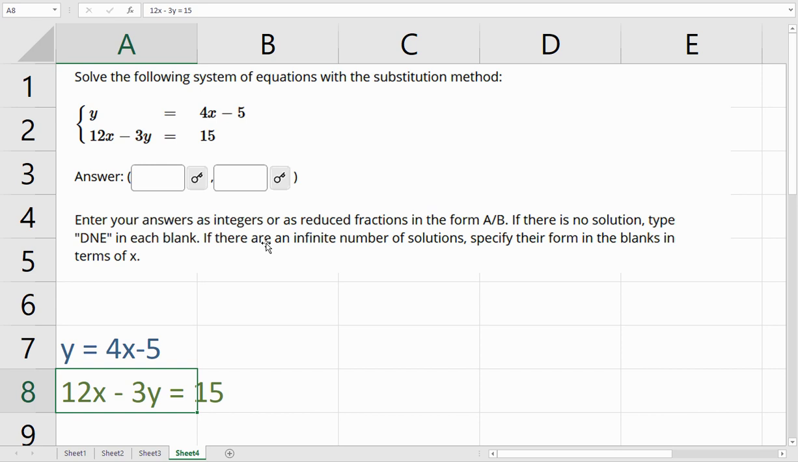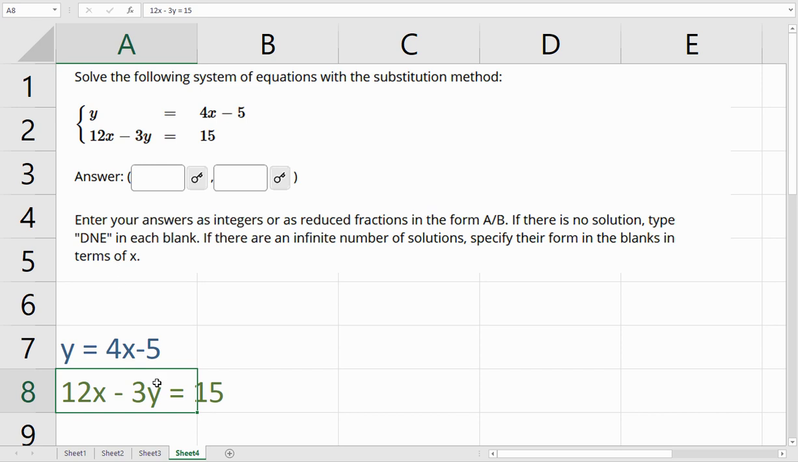Now, if you continue to read down here, after it says if there are an infinite number of solutions, specify their form in the blanks in terms of, in this case, it says do it in terms of x, right? In other versions of this question, it could ask us to do it in terms of y. So we'll look at both ways of answering this question. First we'll look at how to do it in terms of x and then in terms of y.